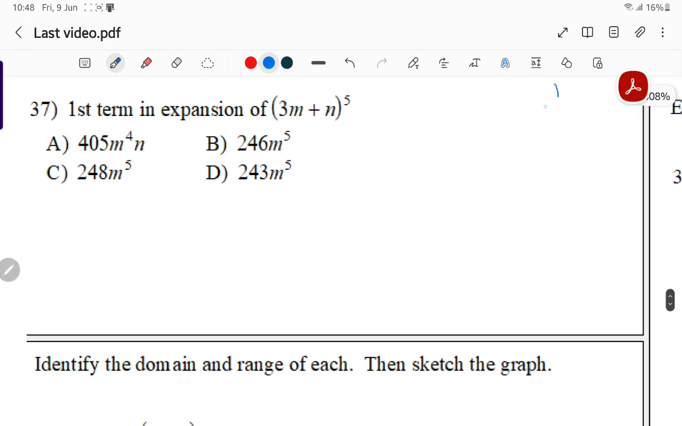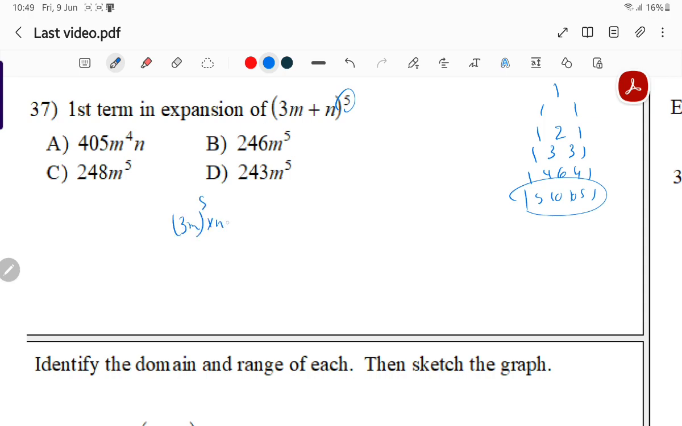Okay, actually we use the triangle, as you know: 1 1, 1 2 1, 1 3 3 1, 1 4 6 4 1, 1 5 10 10 5 1. This is the fifth power with the fifth base. The first term is 3m power 5 times n power 0, 3m power 4, n power 1, and so on. 3m power 3 times n power 2. Then we write 1 according to the base, 1, 5, 10, and so on.